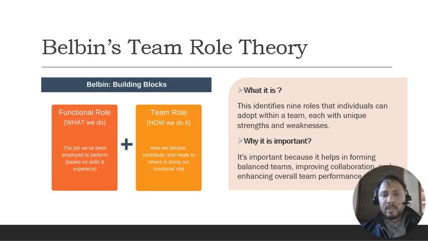So basically it identifies nine team roles that an individual can adopt within a certain team scenario, and then we talk about the strengths and weaknesses, or allowable weaknesses, for each case.